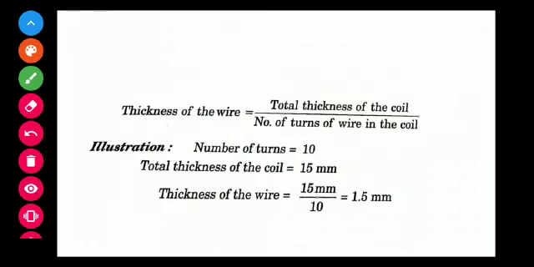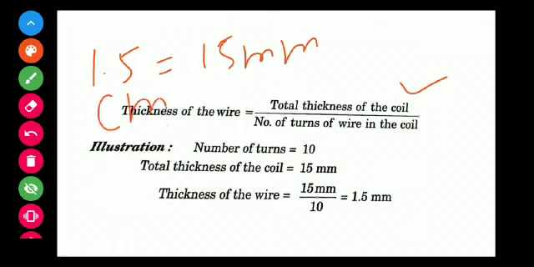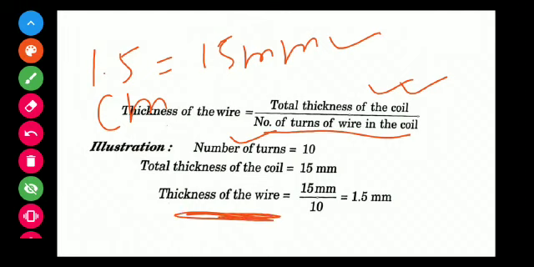Therefore thickness is equal to total thickness of coil. Total thickness of coil is 1.5 centimeter, and 1.5 centimeter is equal to 15 mm. The total thickness is 15 mm, and number of turns in the coil is 10. The thickness of a wire is 15 mm divided by 10, that is 1.5 mm.